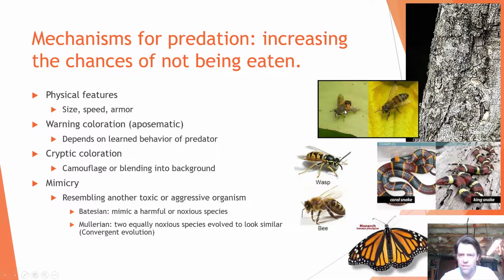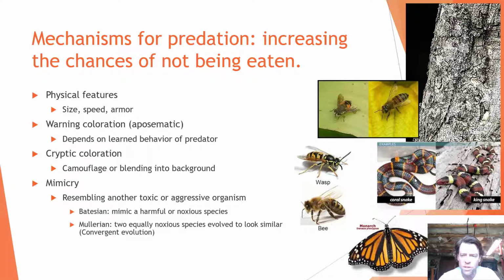As you see here, this is a fly and this is a honeybee. They look very similar, so a lot of times things that fly around and people think are bees are actually just a fly. Another example would be a coral snake and a king snake. The scarlet king snake looks very similar to this coral snake, and so that is a form of Batesian mimicry.